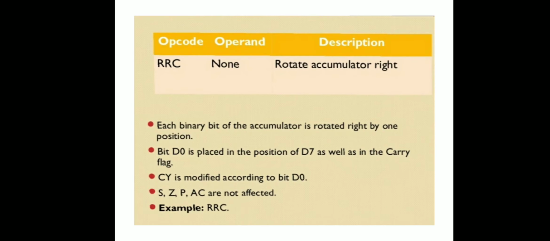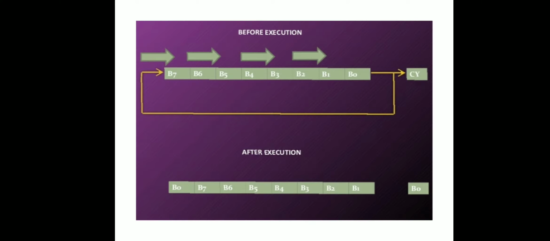This instruction is used to rotate the accumulator right. It means each binary bit of the accumulator is rotated right by 1 position. Bit D0 is placed at D7 as well as the carry flag. That is, the carry flag is modified according to the bit D0. As shown in the diagram, the carry flag is set according to the bit position of D0, and the D7 bit is similar to the bit of the carry flag.